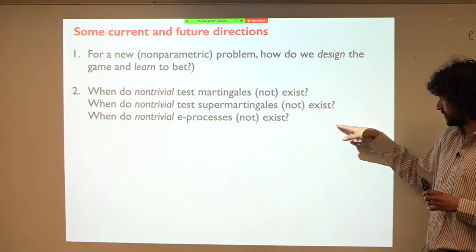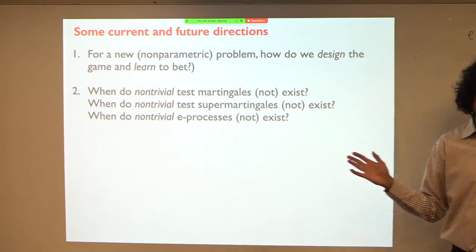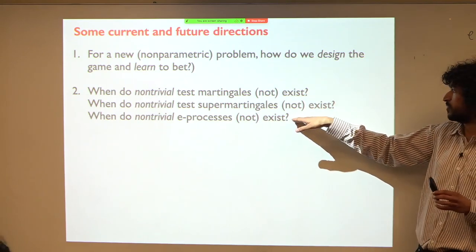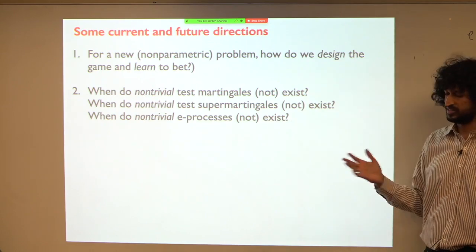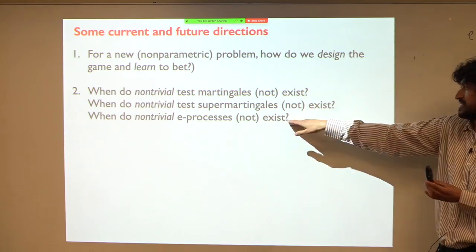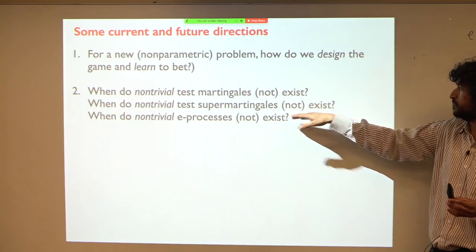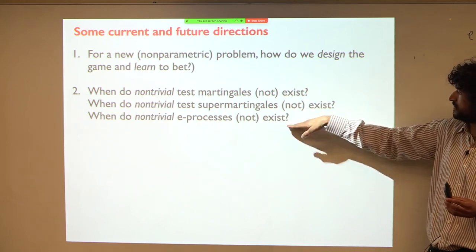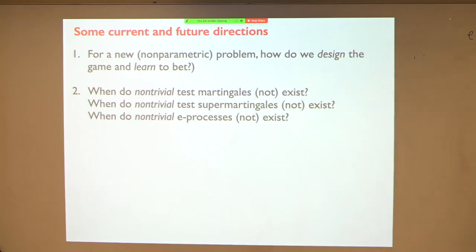So the answer to this question, I believe, is whenever there's a sequential test, there's a non-trivial E process. Which means the answer to "is it possible to test?" is, if it's possible to test, there's an E process. So I think this one will be simple, but the separation between these classes I don't know yet.